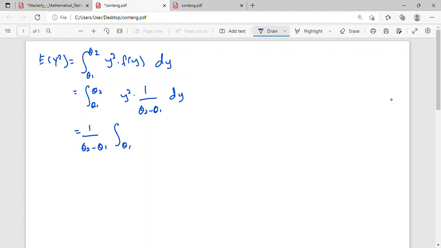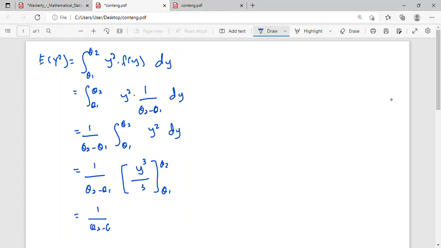So I buat keluar 1 over theta 2 minus theta 1 because it is constant. So tinggal yang ni untuk kita integrate. So integrate Y power of 2 will be Y power of 3 divided by 3. Okay, then replace theta 2 and theta 1 as usual. So you will get theta 2 power of 3 minus theta 1 power of 3 divided by 3.